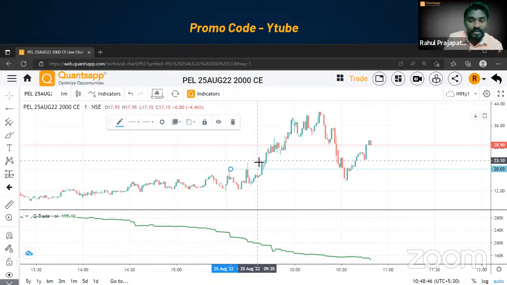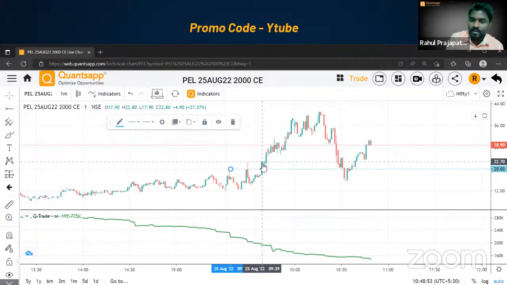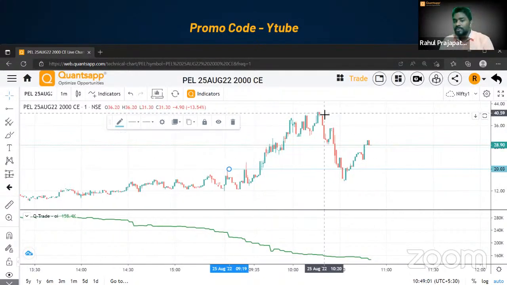Because these are the option sellers who are exiting from the market. From this breakout, we would have entered somewhere at 21, 22 rupees. On the breach of the high of this candle, we would have entered at 22 rupees. And after that, the market even went up 30 and 40 rupees, right? So that is what you can look for, simply.